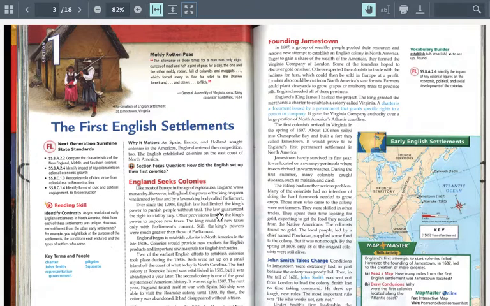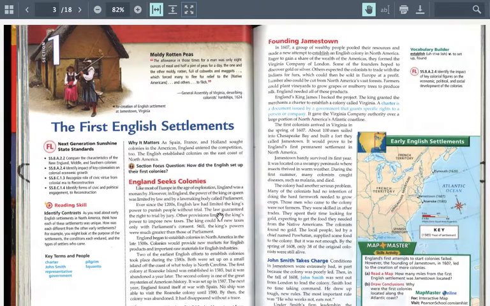Then in 1608, here comes John Smith. John Smith is put in charge of this new colony. He's going to come up with a famous saying that is still used today, maybe worded a little bit differently, but he's going to impose this new rule called "He who works not, eats not." Basically, it means if you're not going to do the work to plant the fields, harvest the crops, all that type of stuff, you're not going to eat. You only eat what you grow.